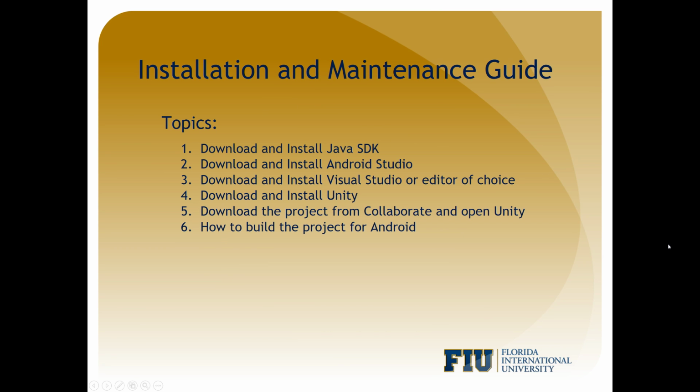Topics in this video include downloading and installing the Java SDK, downloading and installing Android Studio, downloading and installing Visual Studio or the editor of your choice, downloading and installing Unity, how to download the project from Collaborate and open it in Unity, and how to build the project for Android.